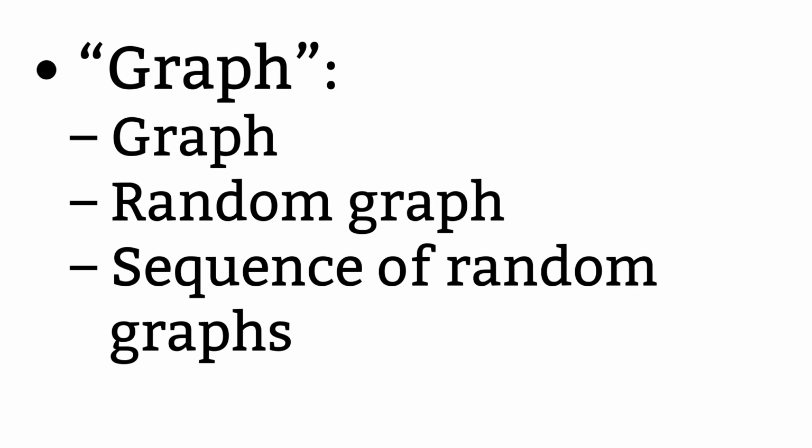On our way, we encountered a few interesting ideas. We saw that the word graph was used to refer to three different notions: either an actual graph, a set of vertices and nodes, or a random graph, i.e. a graph-valued random variable, or a sequence of random graphs.